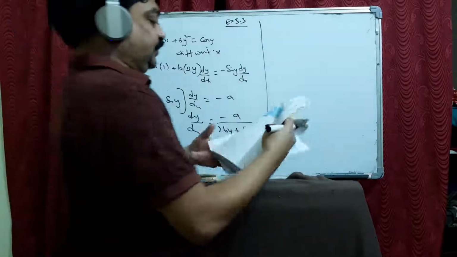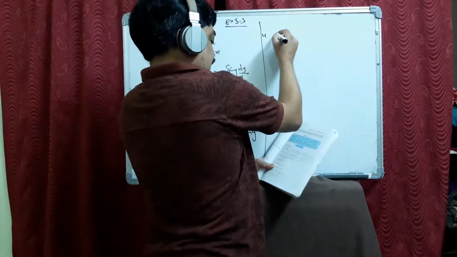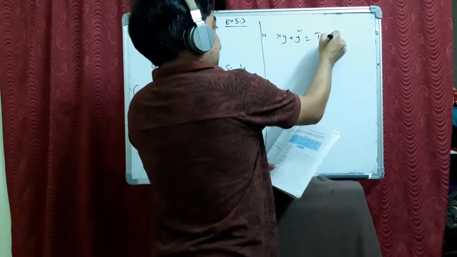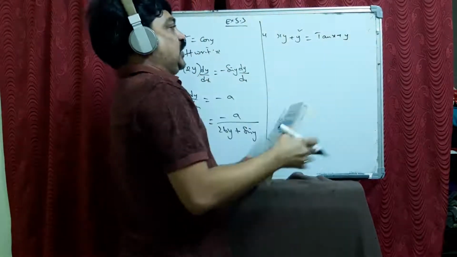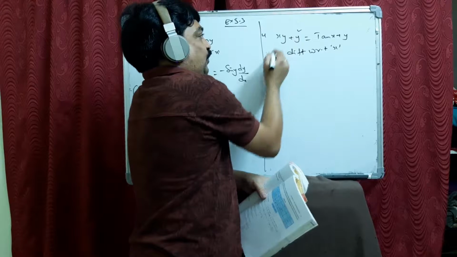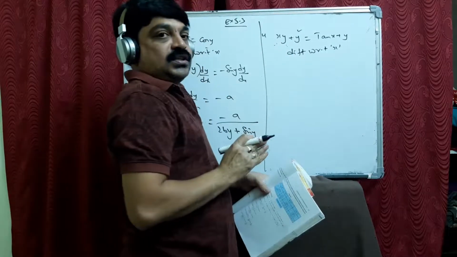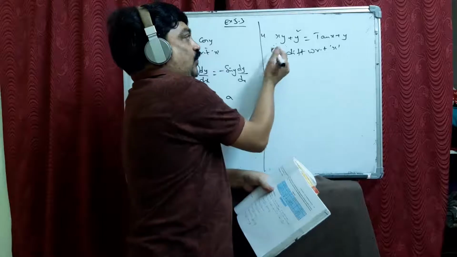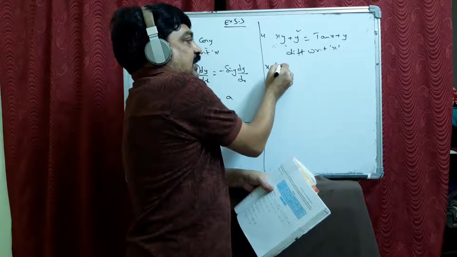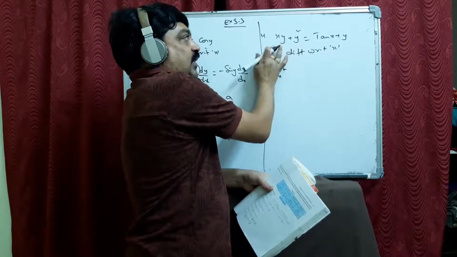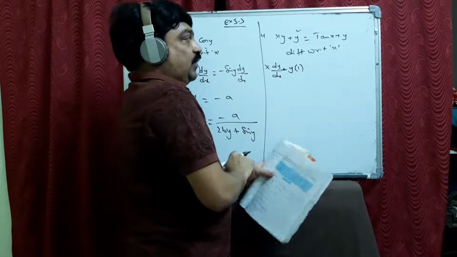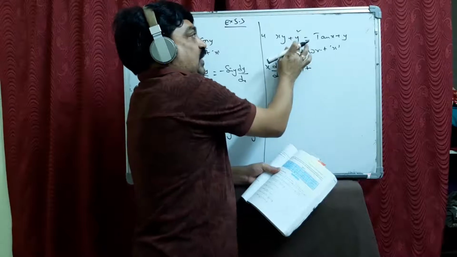In the same way, see the fourth problem. You are given xy plus y square is equal to tan x plus y. Now let us do directly differentiating with respect to x. Now here x and y both are not constants and both are variables only. Now when both are variables, we take uv rule. uv, okay, x dy by dx because this is a variable plus y into derivative of x, 1. Derivative of x is 1 plus y square derivative.